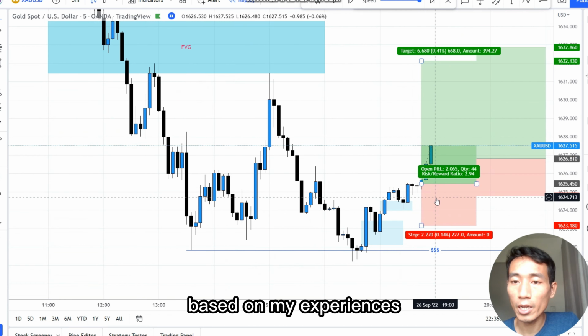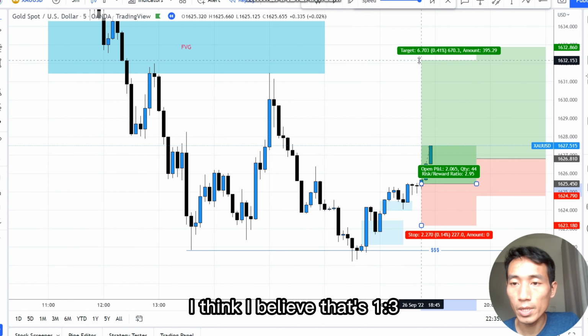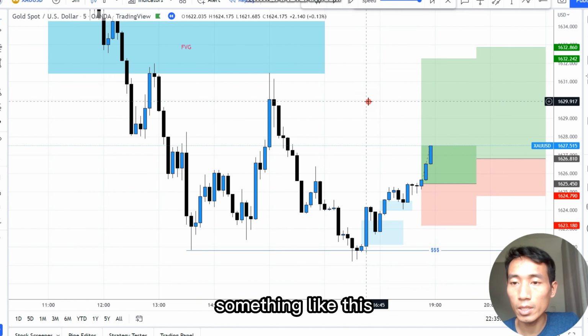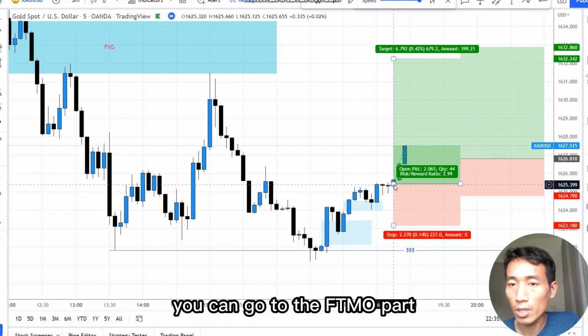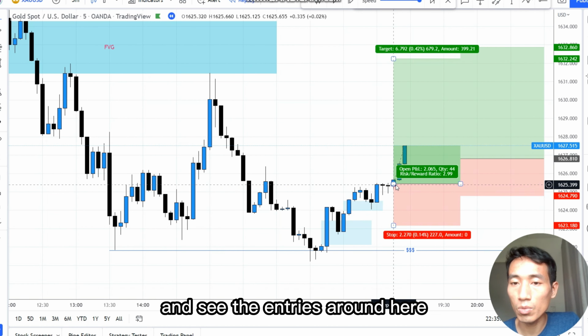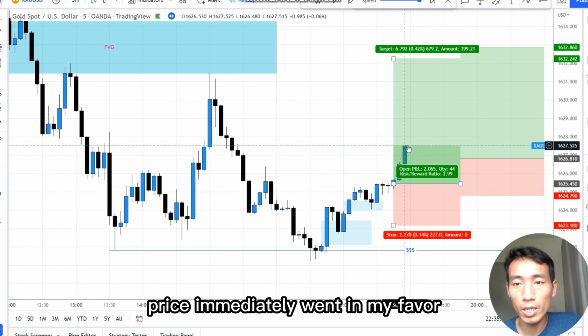based on my experience, I took the first trade here with 1 on 3. I believe that's 1 on 3, something like this. In the trade around this region, you can go into the FTMO part and see the entries around here. So when I entered the trade, it immediately went in my favor.